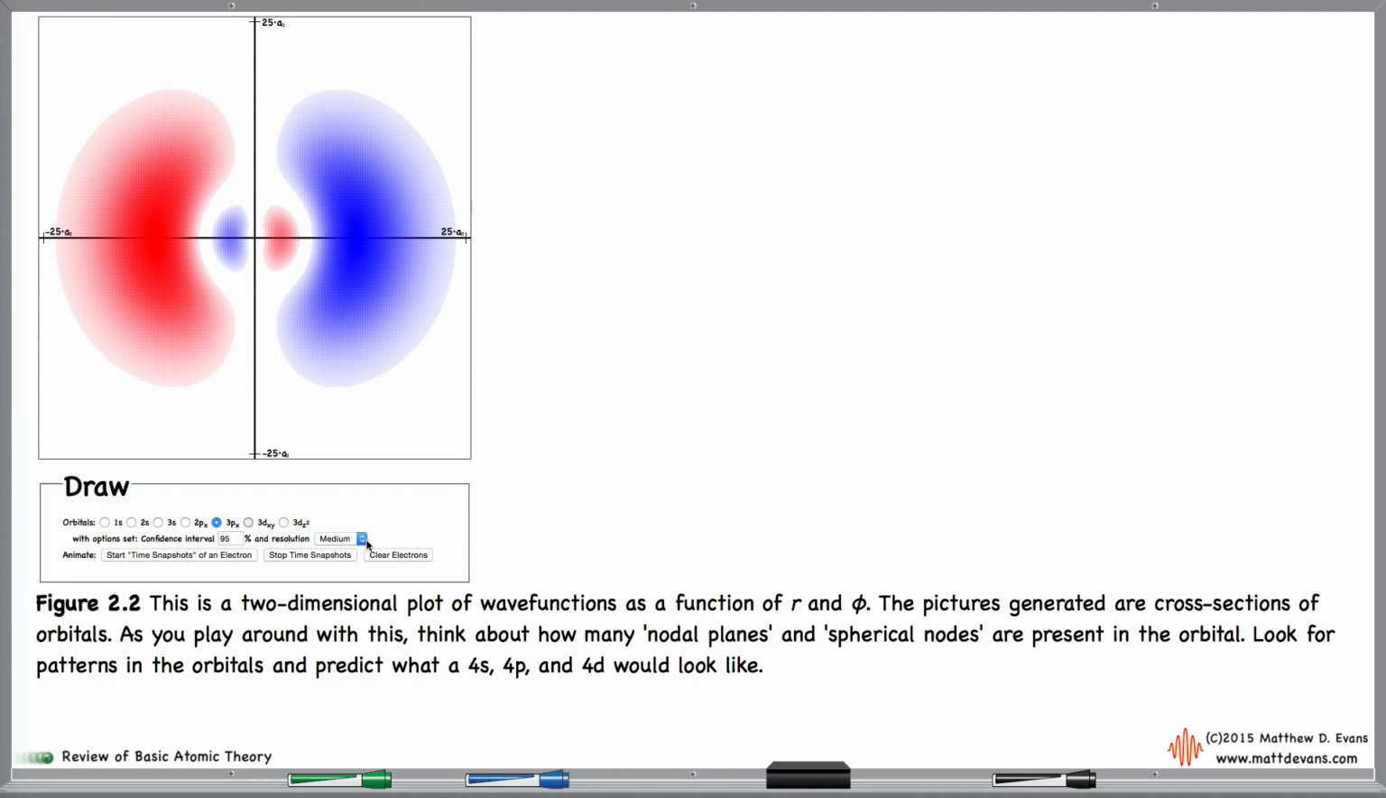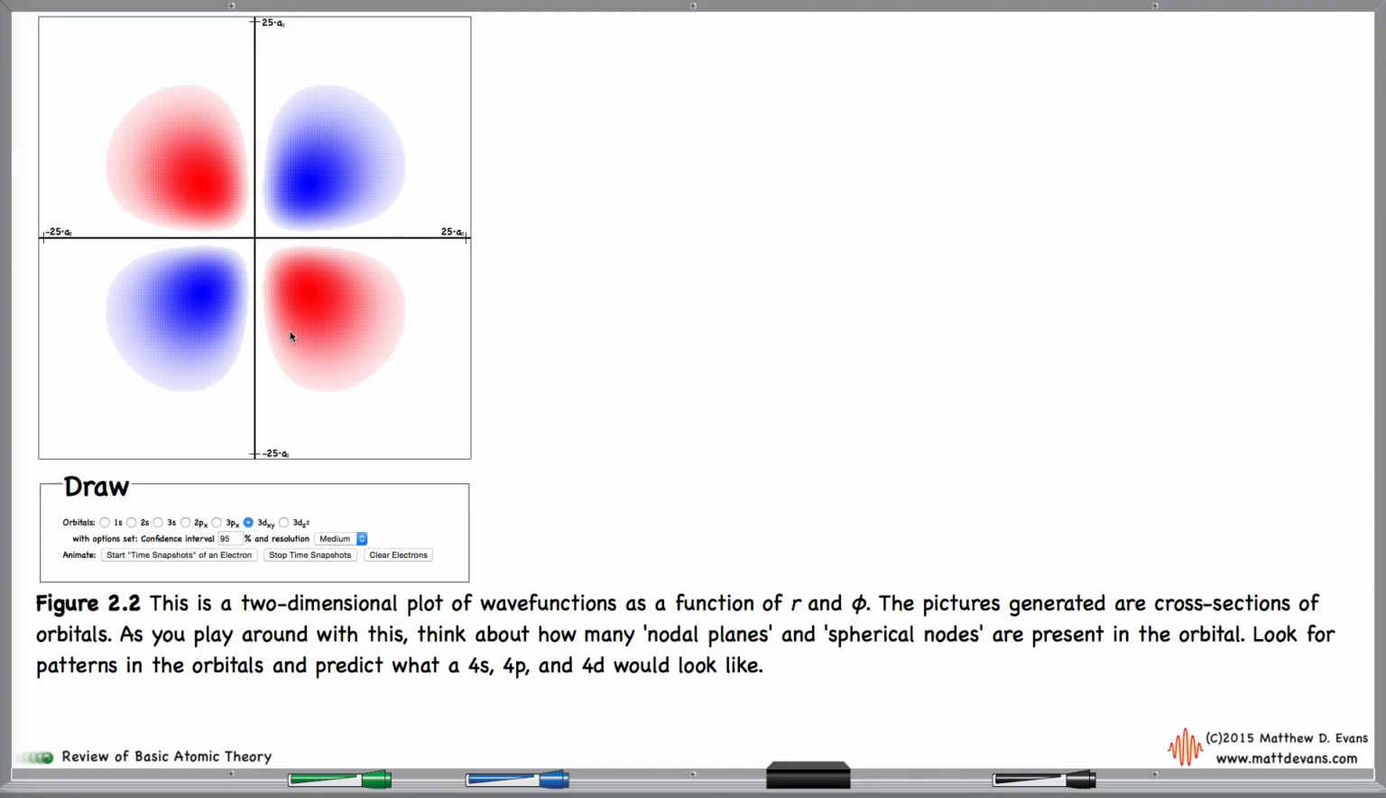Here's a 3d. This is one type of a d orbital. In cross-section, of course, this is the classic 4-leaf clover shape. 4 out of the 5 d subshells or orbitals have this 4-leaf pattern. The only difference between them is how they're aligned with the x and y axes. But the last one, the fifth one, is the strangest one of them all.